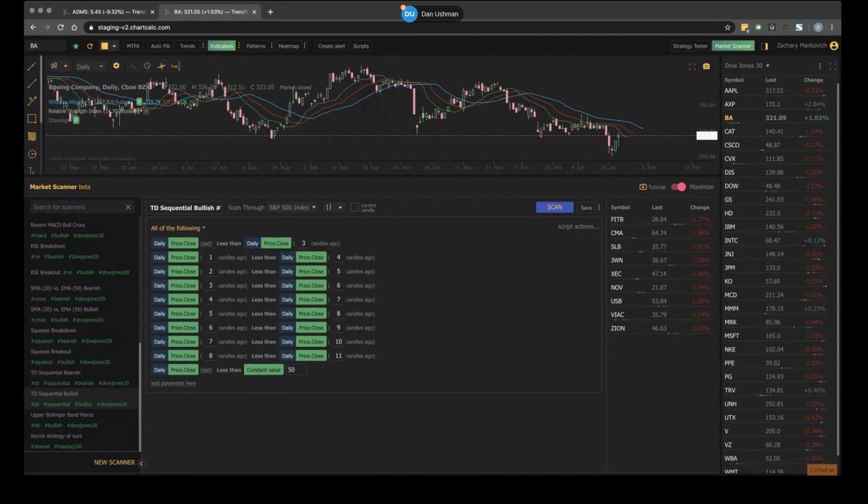Finally, there's this checkbox that says current candle. This is important if the market is open. What this means is if this checkbox is checked, it will count the current candle in its current position. If the checkbox is unchecked, the most recent candle for the purpose of the scan has to be the last one, because it has to be closed.